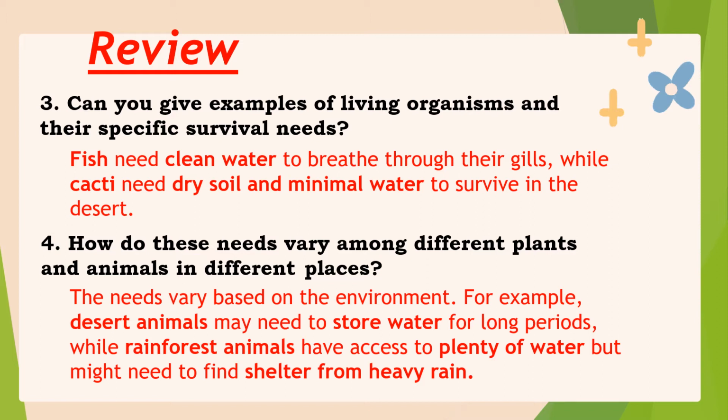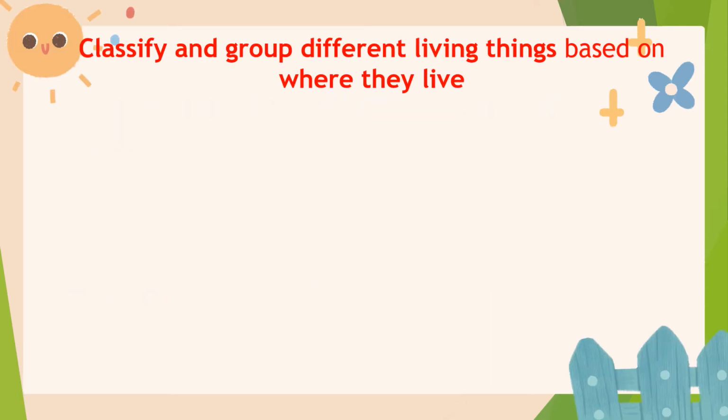Now, how do these needs vary among different plants and animals in different places? The needs vary based on the environment. For example, desert animals may need to store water for long periods, while rainforest animals have access to plenty of water but might need to find shelter from heavy rain.